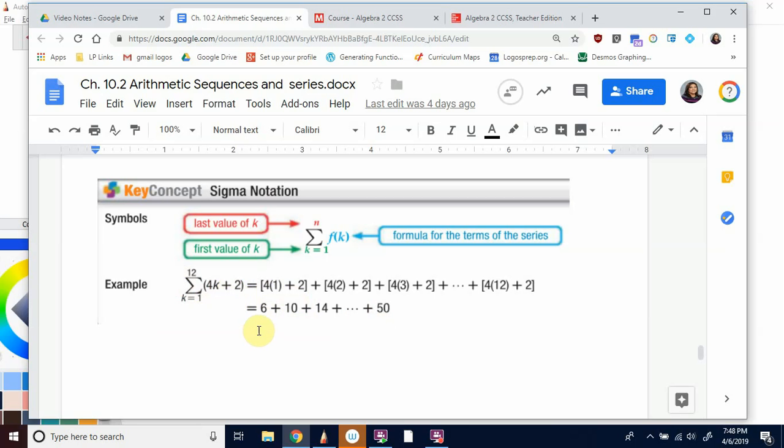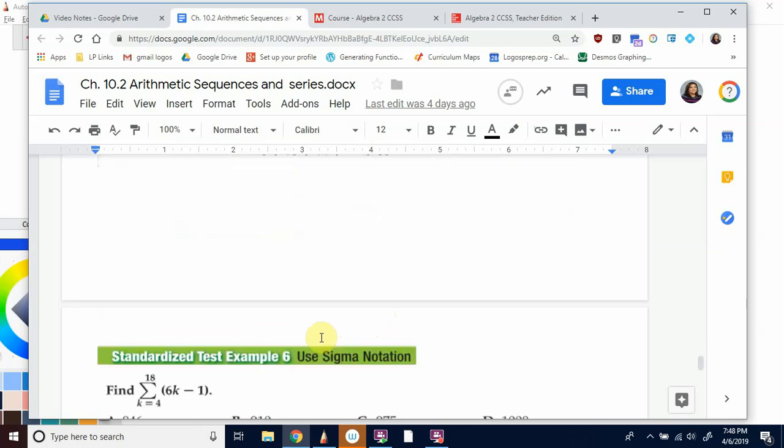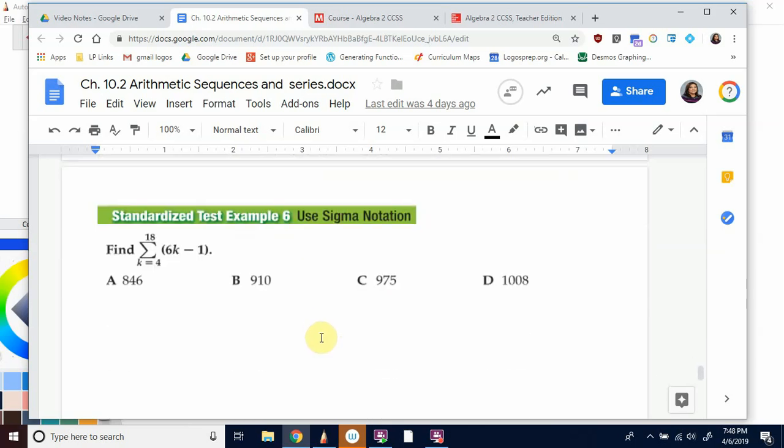So I would put 1 in there, I put 2 in there, 3 in there, so on until I get to 12, and then I would add them all together, and that is the partial sum. So this is a shortcut. So let's look at an example. They want us to use sigma notation to find the partial sum. So we want terms 4 through 18.